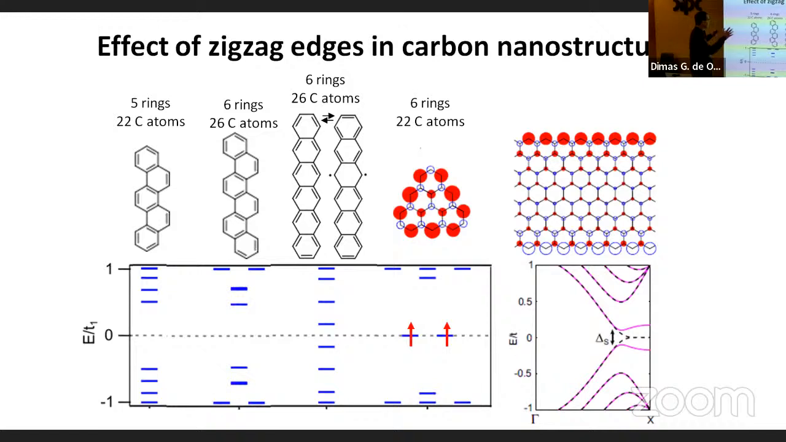So this is basically a picture, just without going into the details of what exactly drives the spin polarization, but I'm just showing you with some examples that the more zigzag edges you have, the easier it is to have some spin polarization in your carbon nanostructures. And another way to see this is just focusing, as in this case, on graphene nanoribbons of different structures.